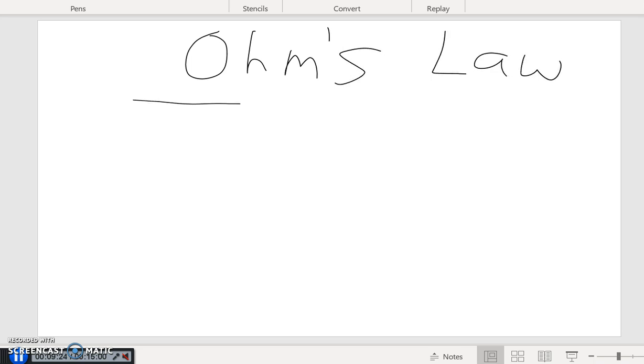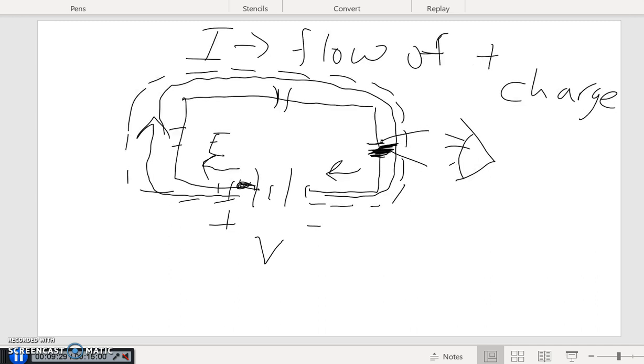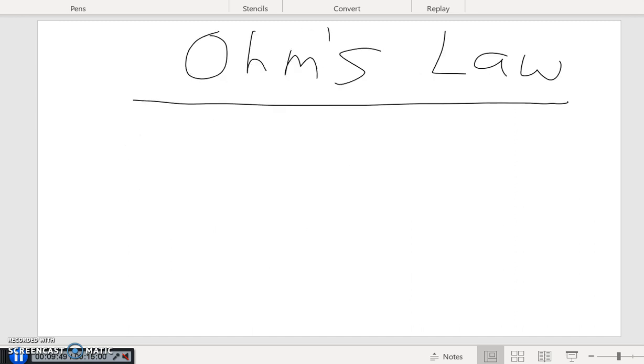Okay, we want to introduce this idea of Ohm's Law. Now remember what I said back here, that if I just put my wires and connect them to the leads of my batteries, then I don't want to do that because it will get hot, potentially catch on fire, all sorts of bad things can happen. Here is why.